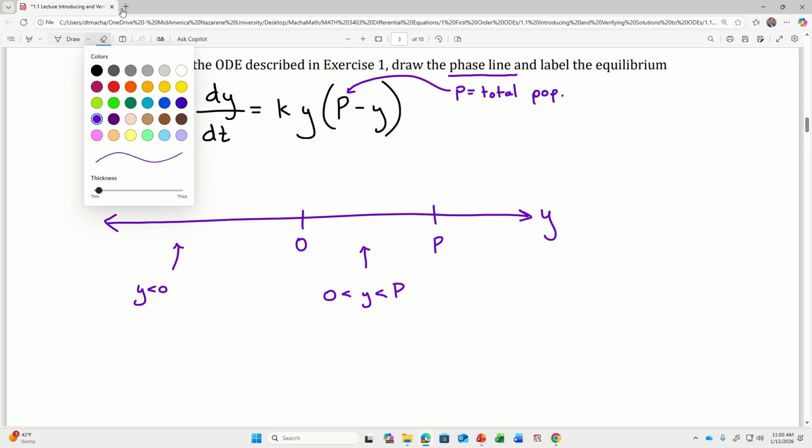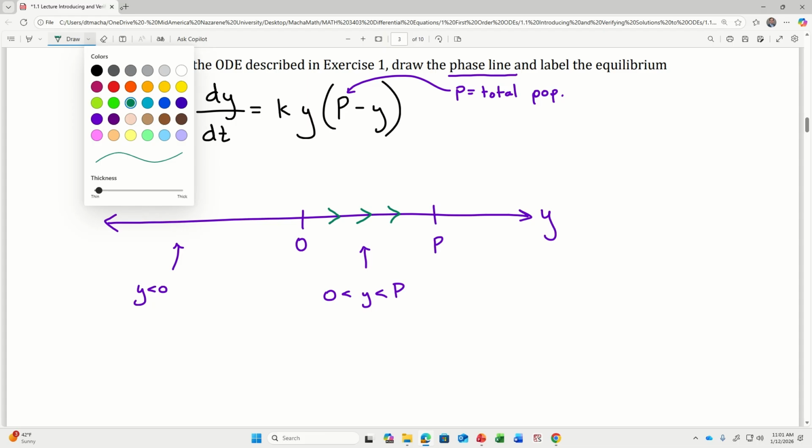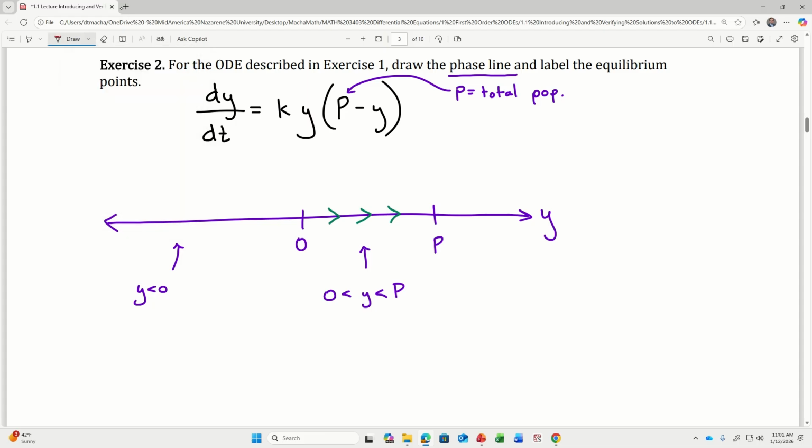I heard 2 lefts. What do you think, Garrett? Left. You're saying there's no negative, or there's no infected at all. Yeah, you're still thinking about the physical reality of what it would even mean to have negative people infected. I'm really just thinking about this equation right now.